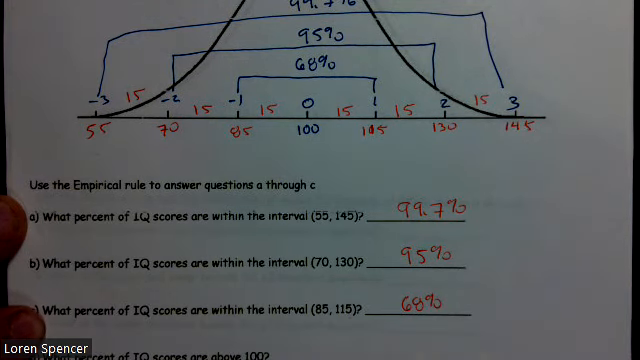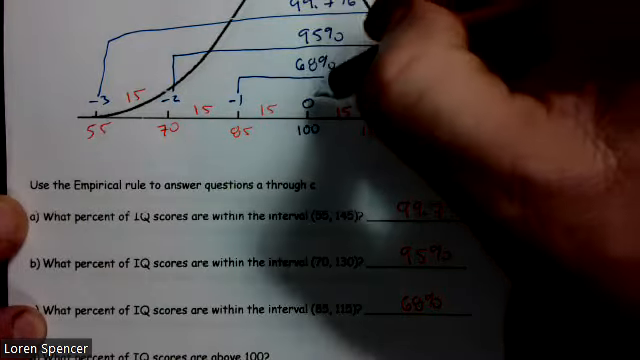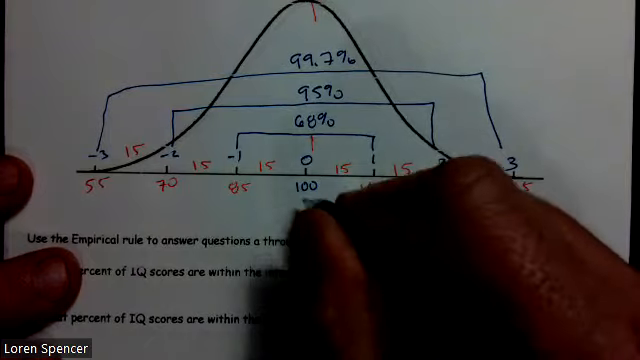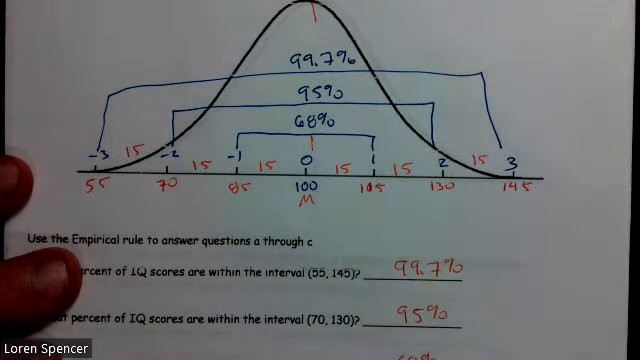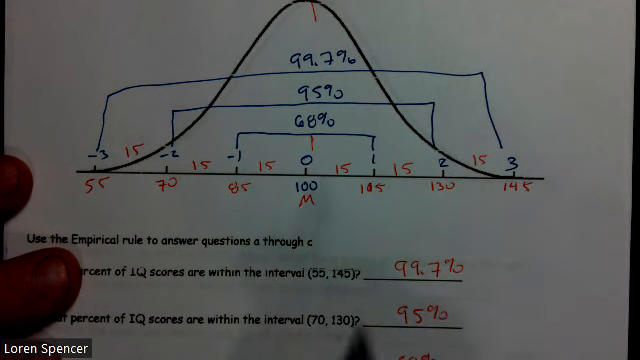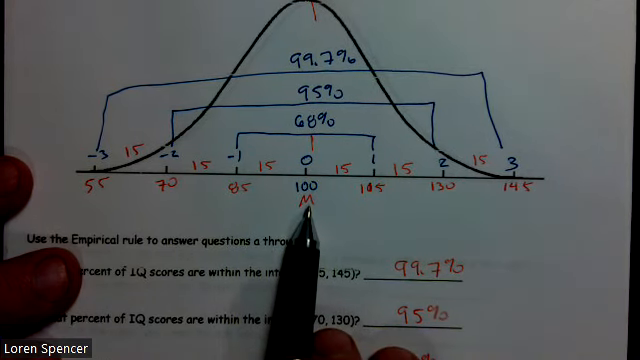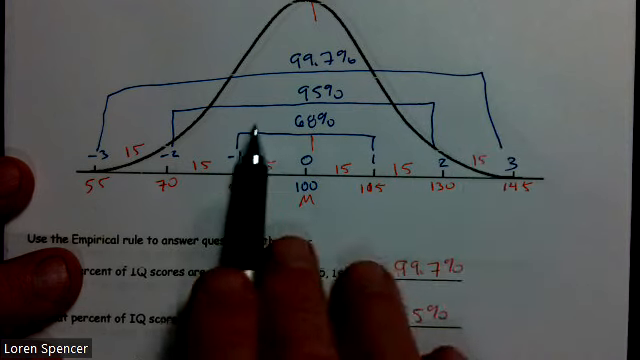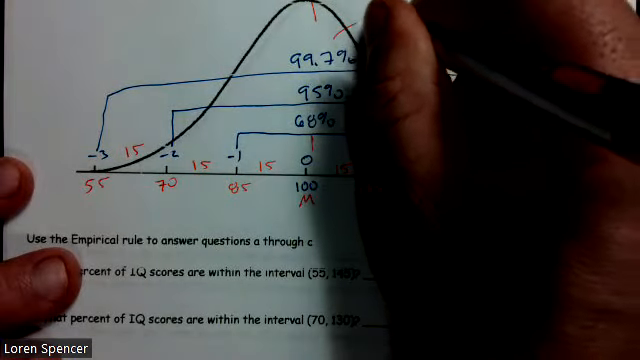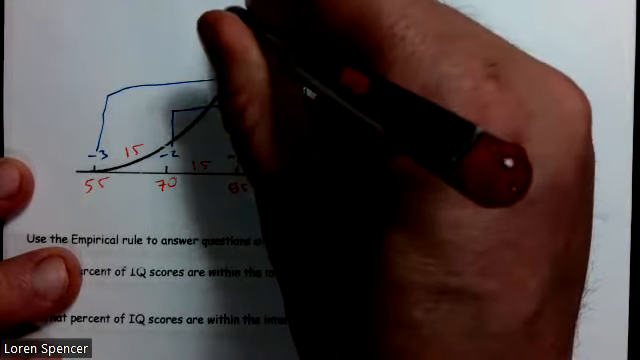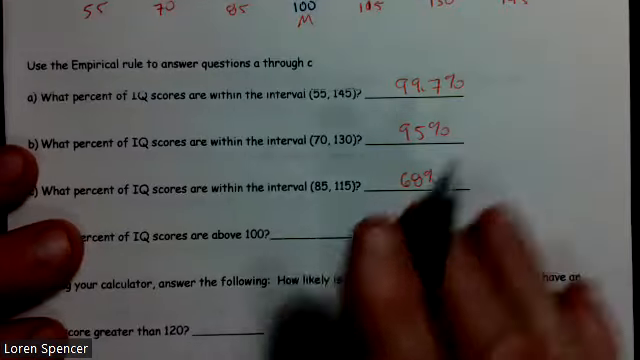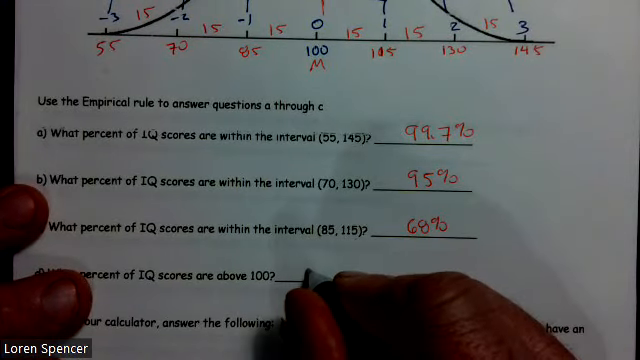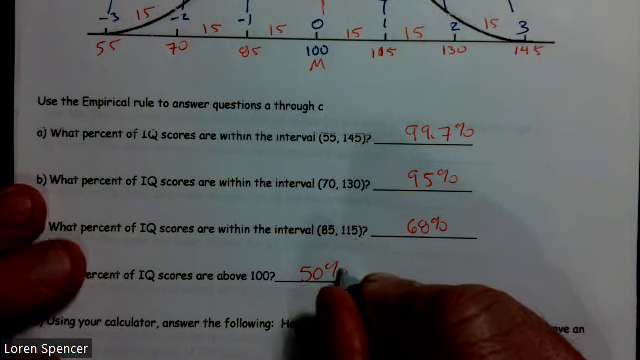And then what percent of IQ scores are above 100? Well, remember the normal curve is symmetric and mound shaped, which means the mean and the median are equal. So if the mean is here, that's where the median is also. And 50% of data is above the median and 50% is below. So we know that this is going to be 50% on this side and 50% on this side. And they said what part is above 100? So 50% is above our mean of 100, or above the median of 100.